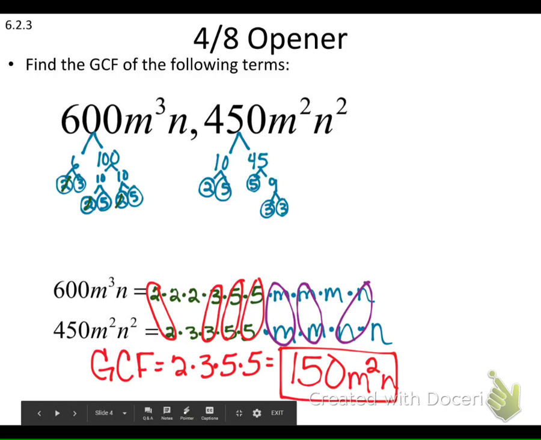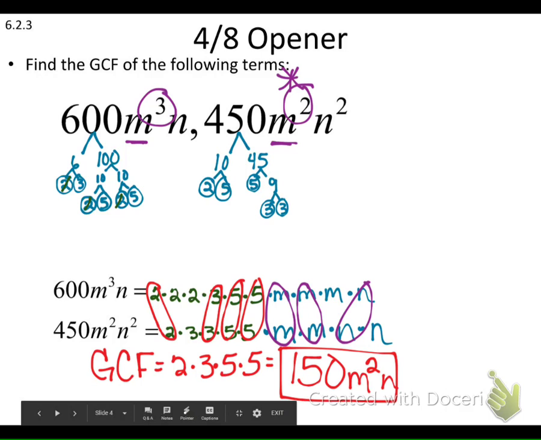Now, writing out your variables like that is going to take us some time, because sometimes you might have the variable to the 15th power. Do you really want to write m 15 times? No. So what I do, I look at my variables. Okay, so I have m. Does the other term have m? Yes. Which exponent is smaller, to the third or to the second? That's the one you use. That means they only have 2 in common, hence m squared.